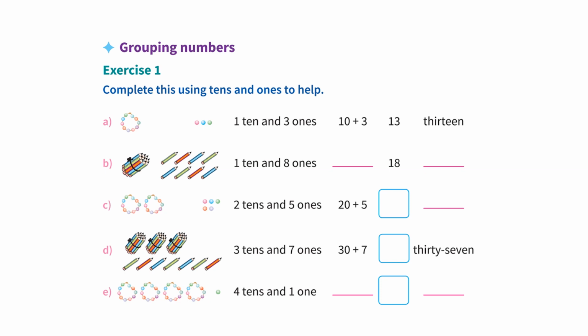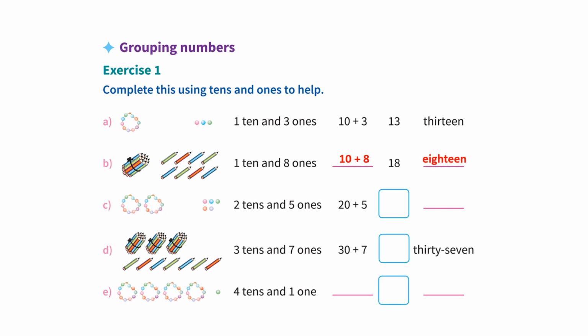First one has already been done. See the second one. What is given here? Can you see the bundle of pencils? If you count how many it is, it's 1 ten and 8 ones. So 1 ten means what? 10 plus, and how many pencils are there in ones? It's 8. So we will write here 10 plus 8. 18 is already given, so we will now write the spelling of 18. You all know that very well now.